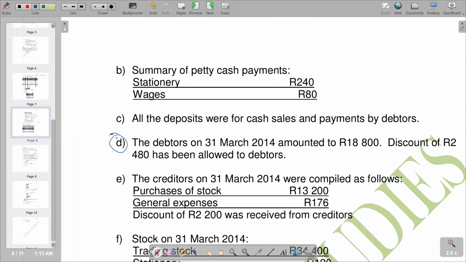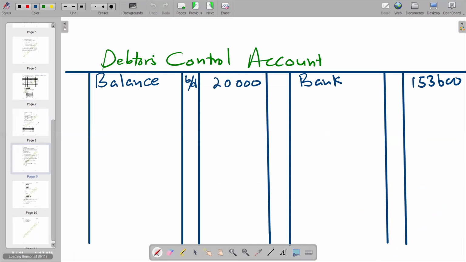So you are told that the debtors on 31 March 2014 amounted to 18,800 rands. Discount of 2,480 rands has been allowed to debtors. So this is going to be the amount for discount allowed, which should go to the credit side of the debtors' control account. So we go there and we put our discount allowed, and the amount that we have is 2,480. So that's what we have on discount allowed.